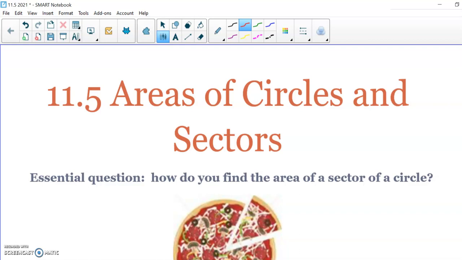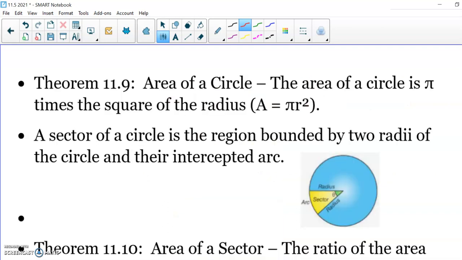This is Honors Geometry, area of circles and sectors. So first of all, what is a sector? A sector is a region bound by two radii of a circle and their intercepted arc. So in other words, it's a slice of a circle. It's like a slice of pizza.